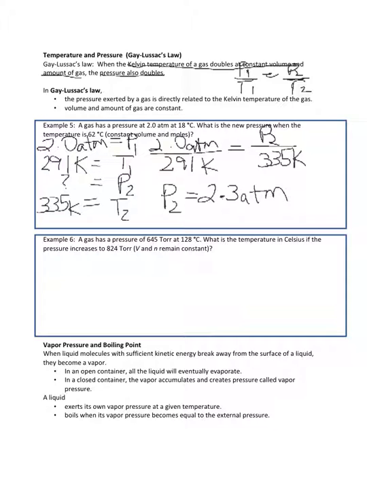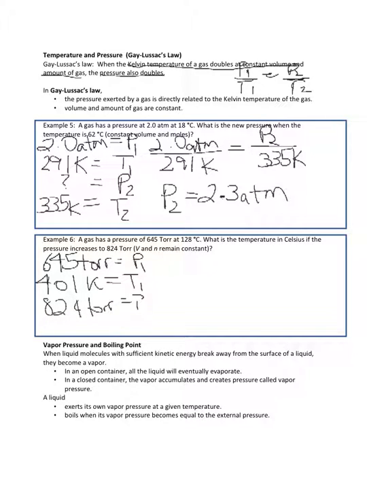Let's try another example. Example 6 says a gas has a pressure of 645 torr, new unit here. So we have torr now instead of atmosphere. That's our pressure 1. At 128 C, let's convert that into Kelvin right now. 128 plus 273 gives you 401. That is our T1. We want to know what is the temperature in Celsius if the pressure increases to 824 torr. So we have a P2 and we don't know T2.